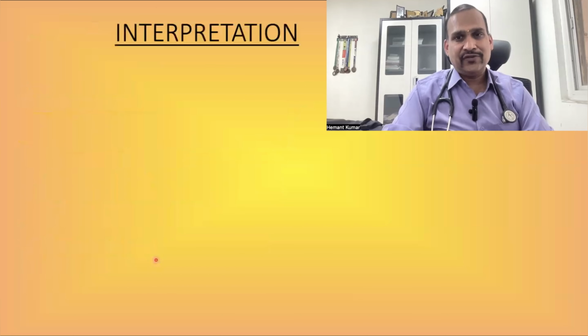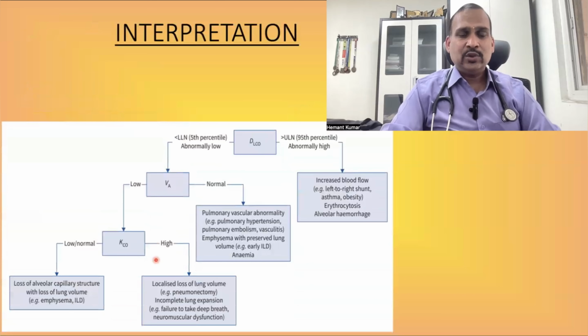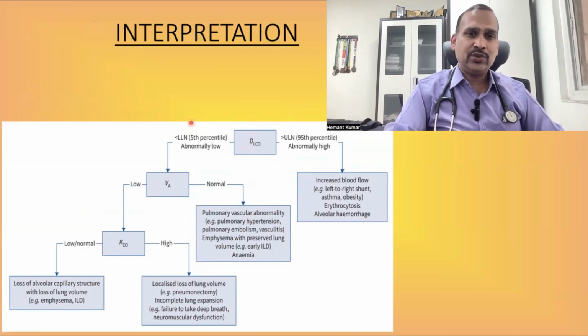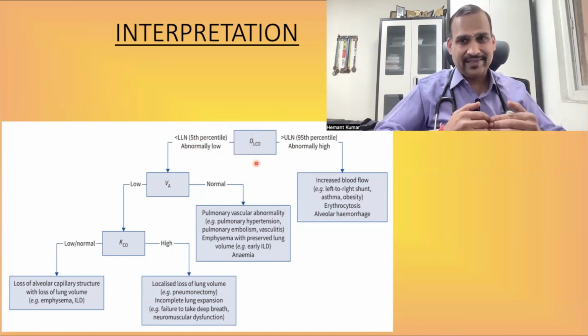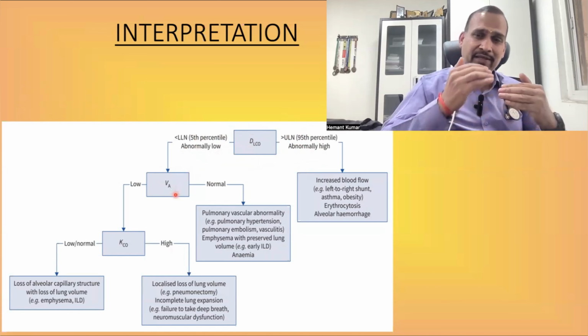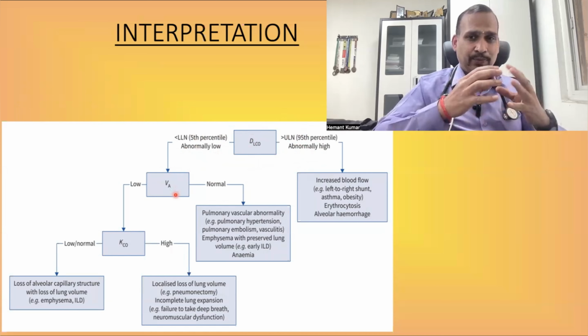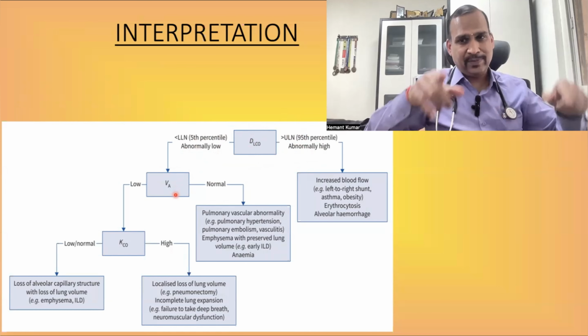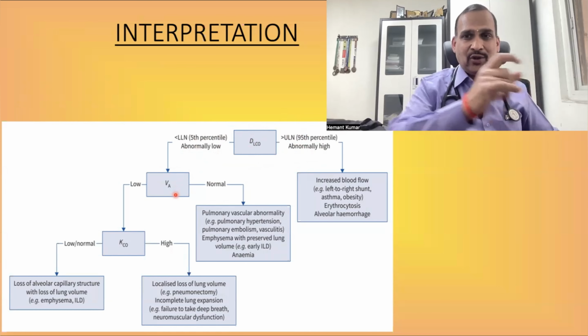Now interpretation of result. This is taken from the new guideline. In the new guideline, we are using the 5th percentile as lower limit of normal and the 95th percentile as upper limit of normal. If DLCO is less than the lower limit of normal, then we have to check whether the reduction in DLCO is due to pulmonary cause or extrapulmonary cause, based on VA or KCO.